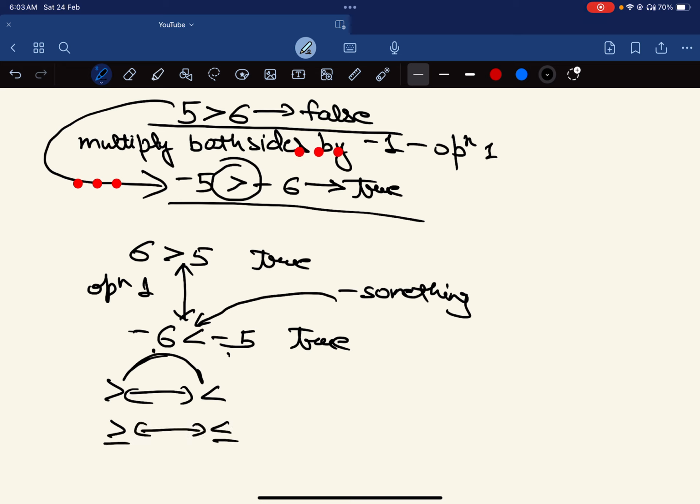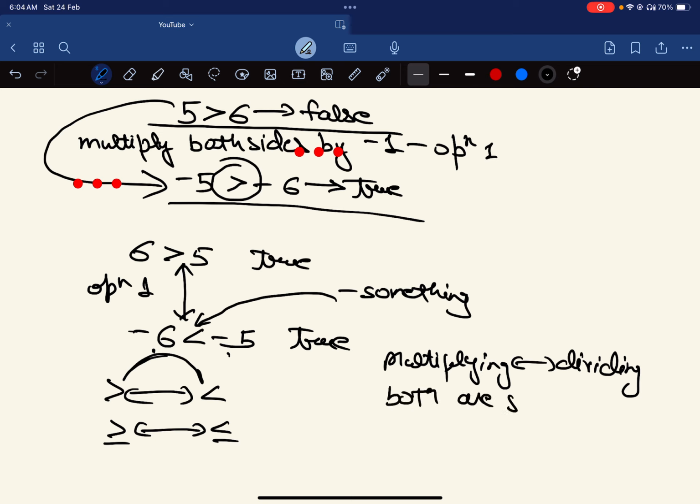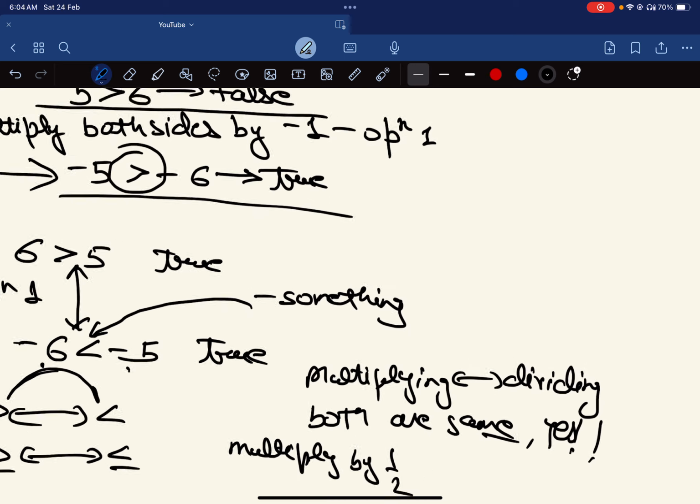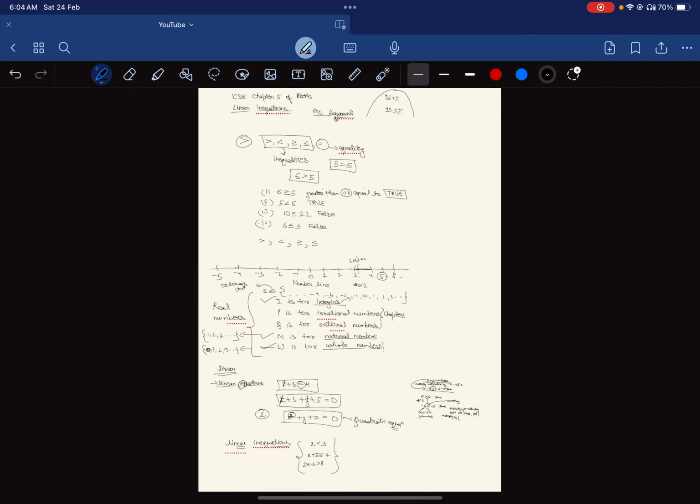Same in the case of dividing. When I say multiplying and dividing, both are the same. Because if you say divide by 2, I'll say multiply by 1 by 2. Okay, we'll change our page.